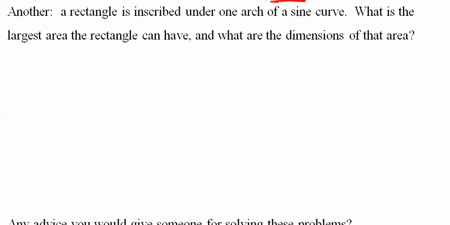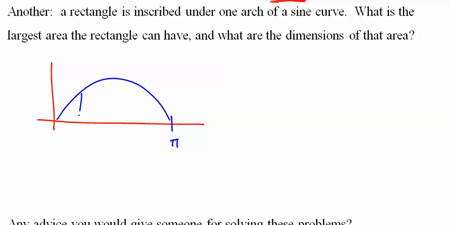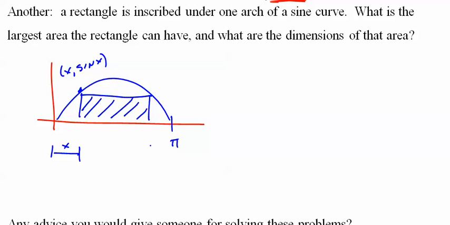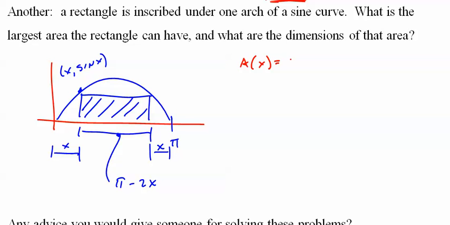Here's another one. A rectangle is inscribed under an arch of a sine curve. So this is pi, and here's the rectangle. So we'll make this to here some hypothetical x, which means that this point is x comma sine of x. Since it's sine, we know this would also be x. And this distance here has to be pi minus 2x. Doing this very, very quickly, I apologize. Therefore, the area equals sine of x times pi minus 2x.